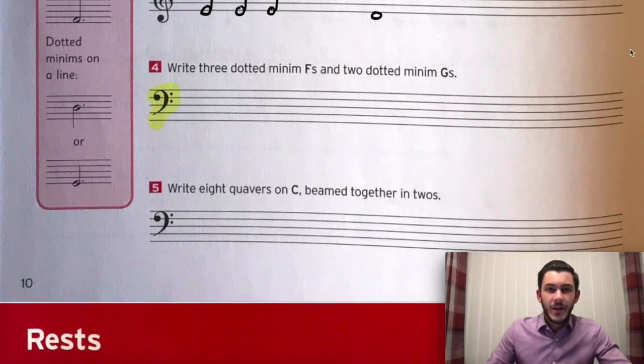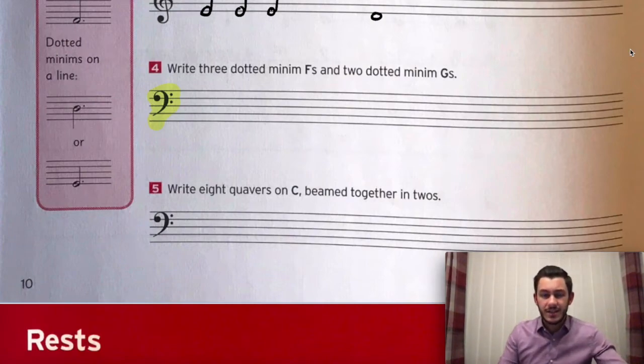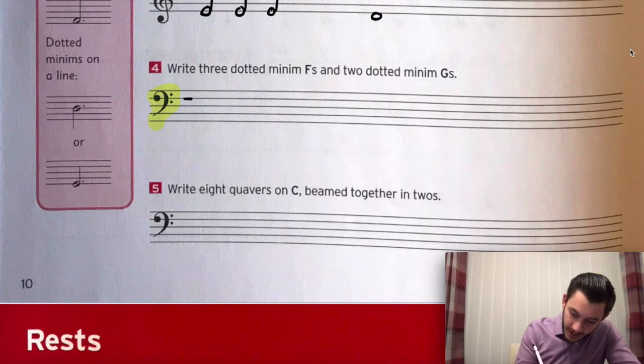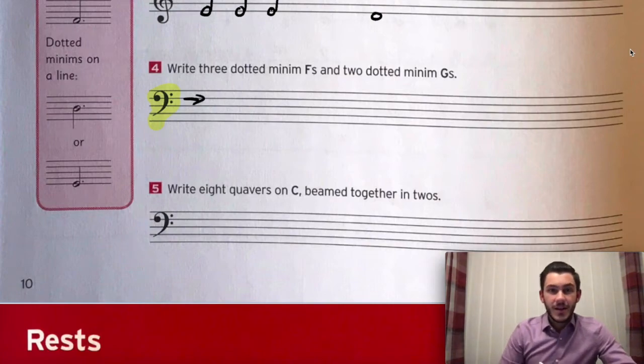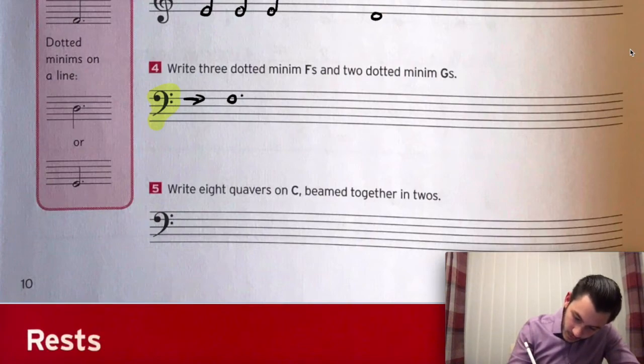Number 4. Write 3 dotted minim Fs and 2 dotted minim Gs. Okay, now we must be careful because we've changed to bass clef. So let's find out F. Well, we know it's an F clef. So we know the line coming out of here is an F. So let's do our 3 dotted minim Fs. So a note head with a dot and a stem going down. 2 and 3.